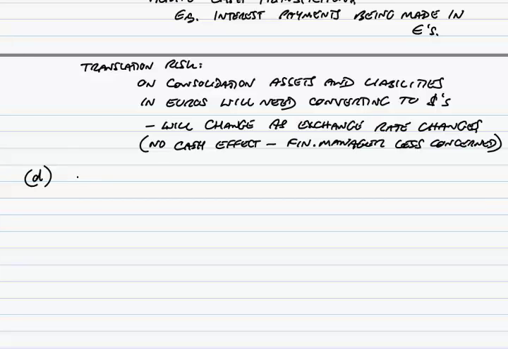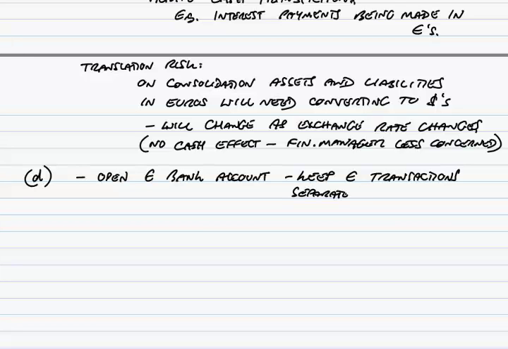Well, it's worth mentioning netting. We could open a euro bank account and keep euro transactions separate. So any euro receipts we've got, use the euros to make the euro payments. We'd only be at risk on any balance that came in or out of dollar land.